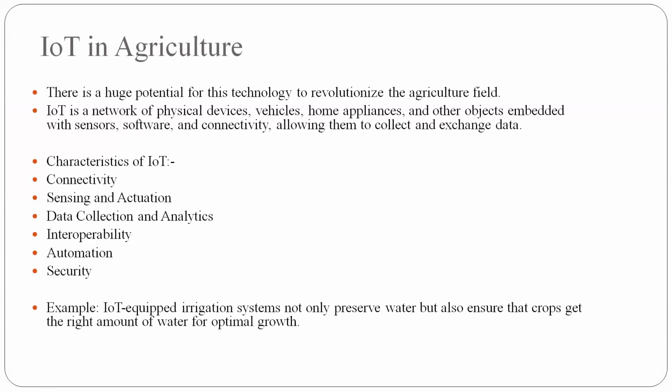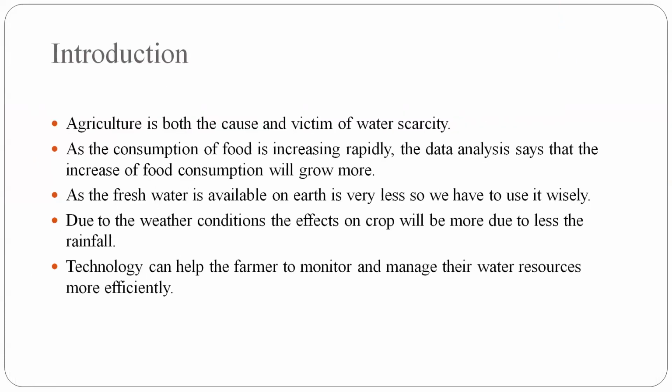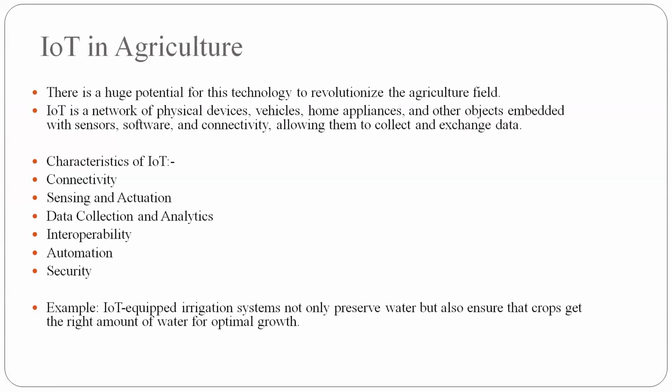It's moving. So I have discussed this slide as introduction, and this one I'm discussing now. I was saying that IoT in agriculture has a very huge potential, and it can revolutionize the agricultural field. IoT simply stands for physical devices connected with networks and having sensors, software, and connectivity, which allow them to collect, analyze, and exchange data for making future decisions.